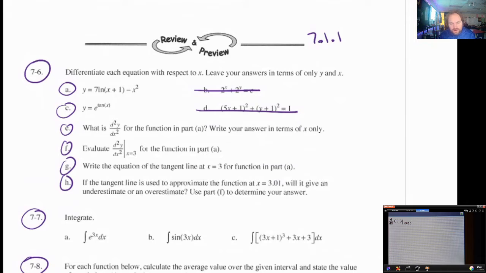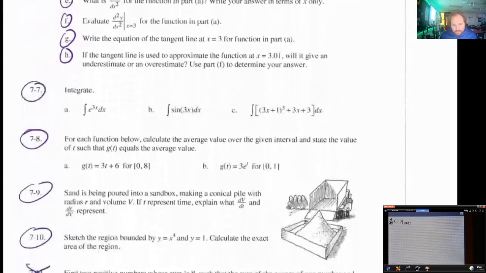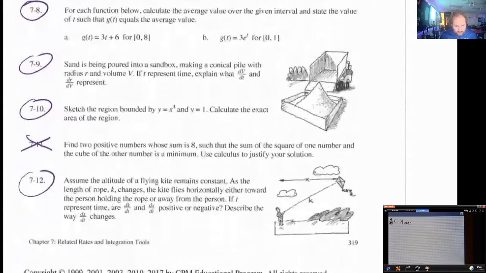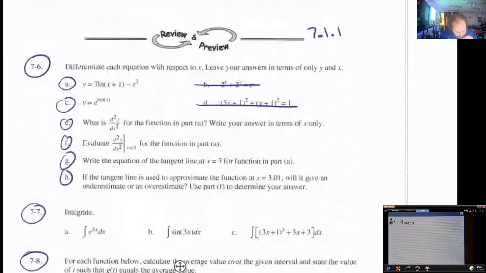For 7.6, we're just going to do A and C, and then these questions here, E, F, G, and H, are all going to refer back to Part A. So we'll mostly be doing Part A there. We're going to do 7.7, 7.8, 7.9, 7.10. We're going to skip 11, and we're going to do number 12. So let's get into it.